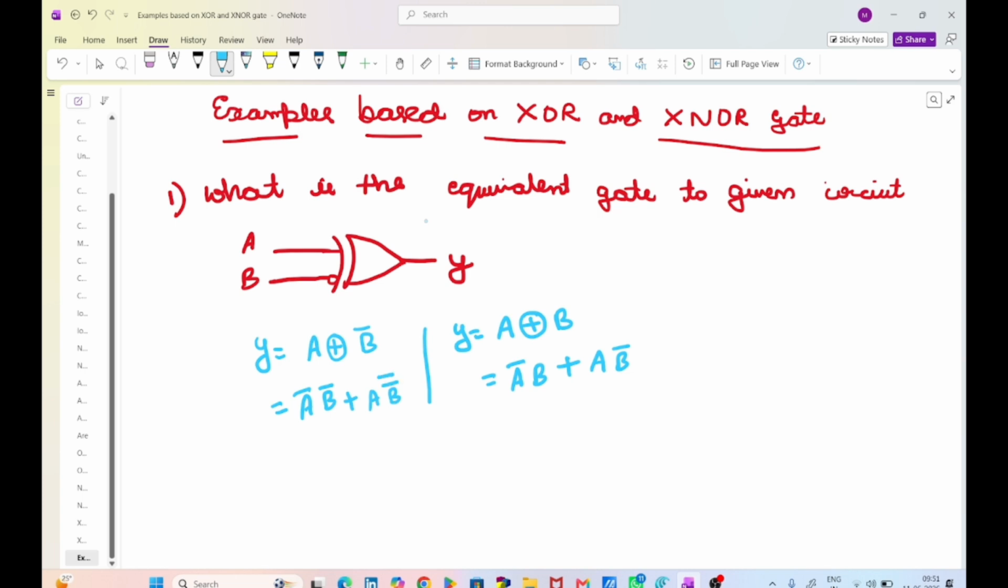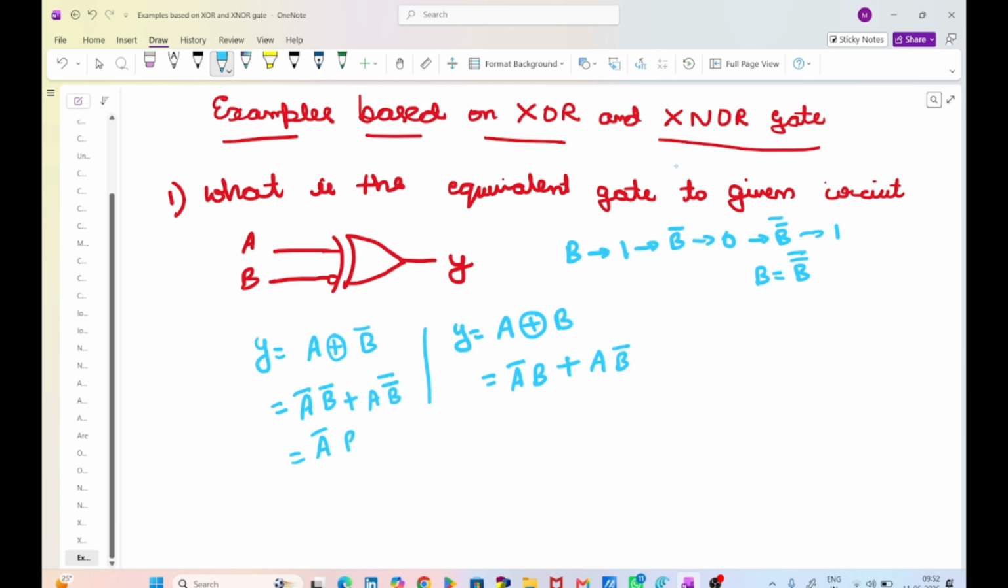From the basic properties of Boolean algebra, B bar whole bar is B. Let me show how it works. Let B be 1, then B bar, its complement, will become 0. Then again B bar whole bar, the complement of 0, will become 1. That means B is equal to B double bar. So it is B here.